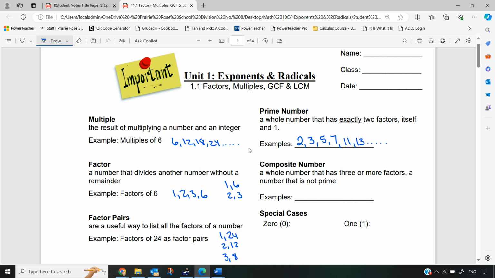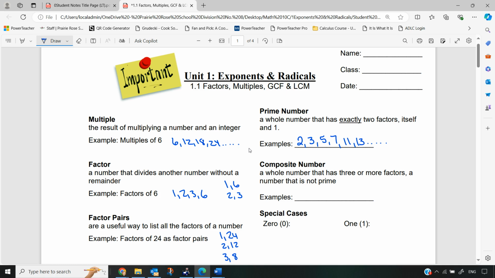A lot of times when we start writing these out, people want to write a 9 in there because we start to get in the habit of writing our odd numbers, but 9 is divisible by both 1 and 9 and 3, so it's not a prime number. We'll talk about 1 in a little bit. 1 is not a prime number.